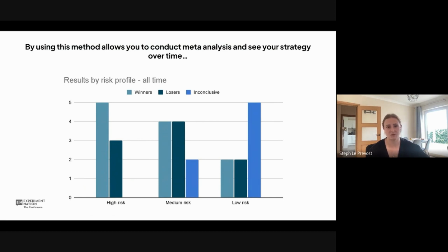You can see in this graph that you've got the winners, losers, and inconclusive rate by high risk, medium risk, and low risk. And you're able to just do that meta-analysis and understand that across time. You can compare them from quarter to quarter, and you can start to understand what is working well and what's not.